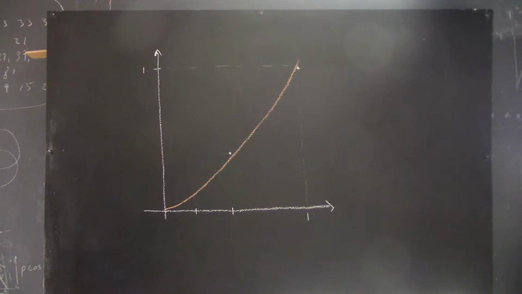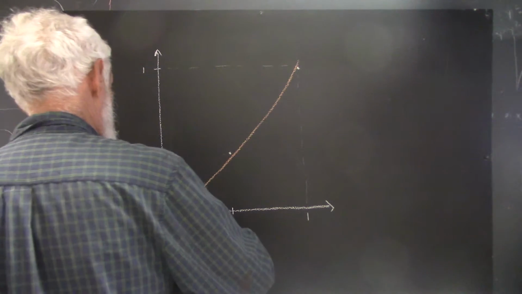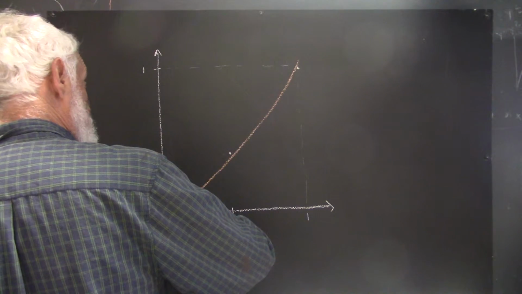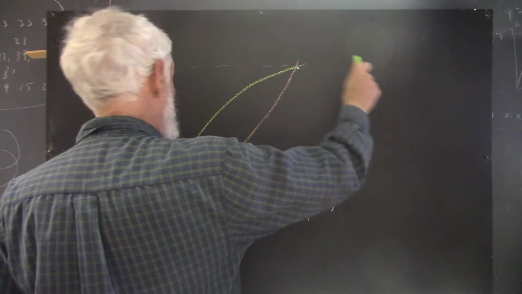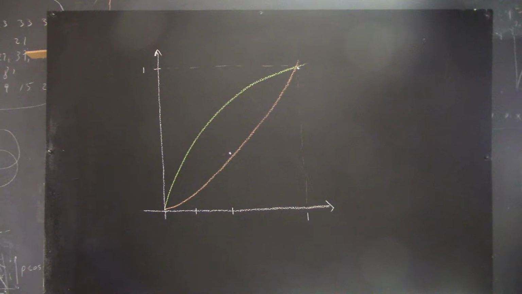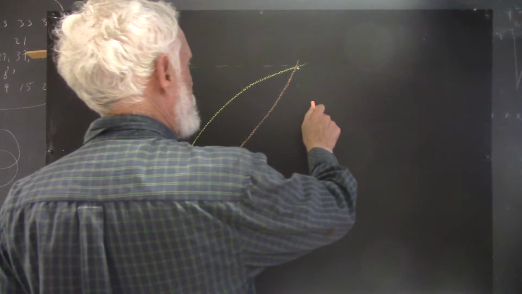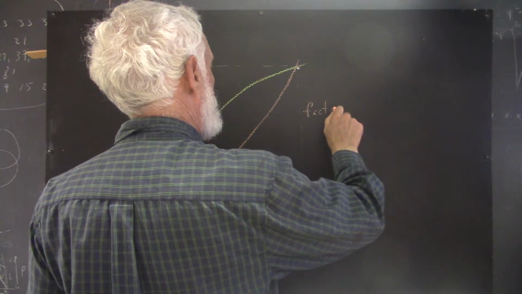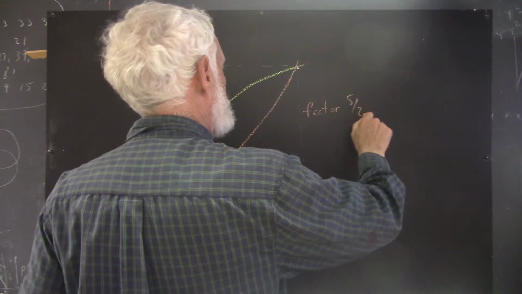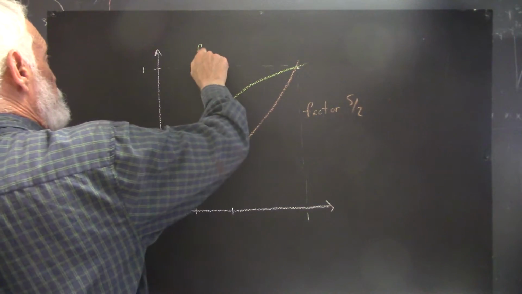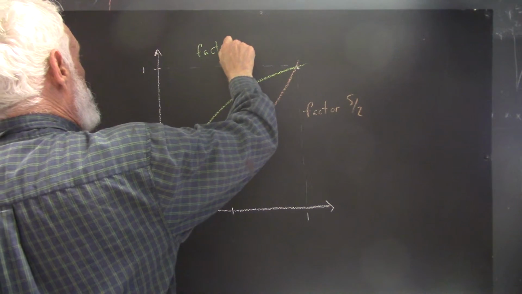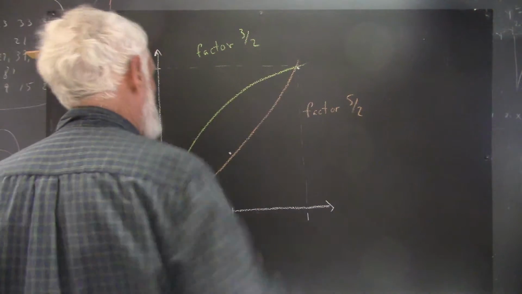Now the graph of the function with the 3 halves factor, by contrast, is going to look something like this. And I'm just going to slop this down because I've already done a 3 halves graph several times. I kind of know what it looks like. Okay, so this is a graph for factor 5 halves. This is a graph for factor 3 halves.